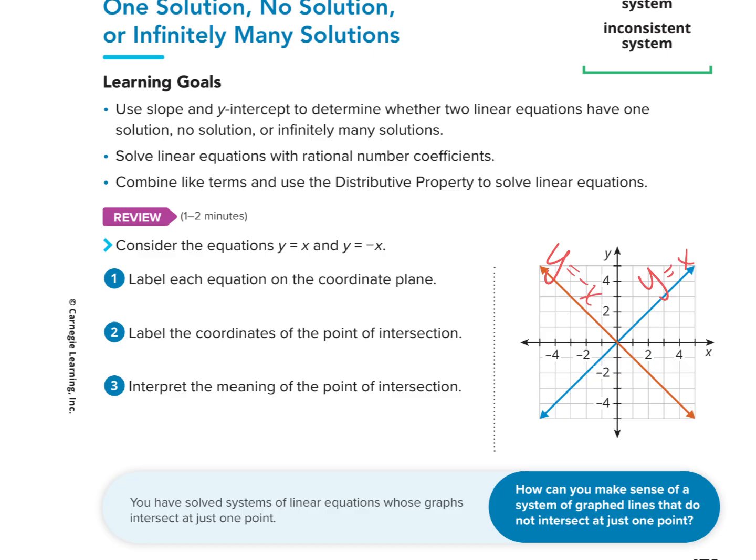Then it wants us to label the point of intersection, which is going to be that middle point right there. And then that third question says, interpret the meaning of the point of intersection. So that point of intersection is where your statement is true. Whenever you're solving for a system of equations, you are looking for that point of intersection. So what we're going to say for number 3 is we're going to label where they intersect, which is the origin, 0, 0. And we're going to say it makes this statement true.